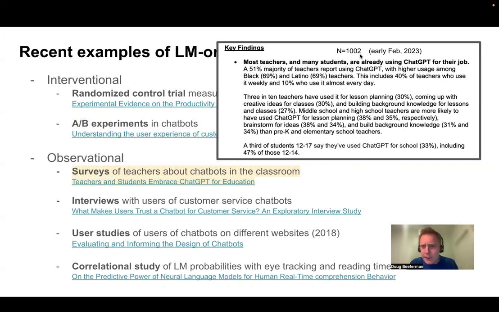teachers. Actually, was it teachers and students? I thought that this was okay. N equals 1,002. I'm not sure how that broke out by teachers and students, but they asked teachers how much they were using ChatGPT and what aspects of their job they were using it for, and they came up with some findings. Surprisingly, they all mostly already knew about it and reported using it even as early as February, and they were even using it for things like coming up with lesson plans and such.